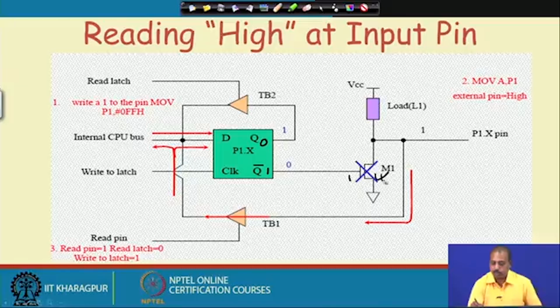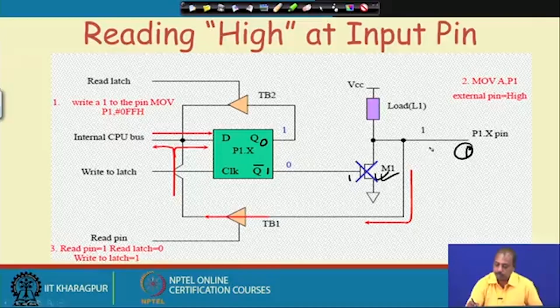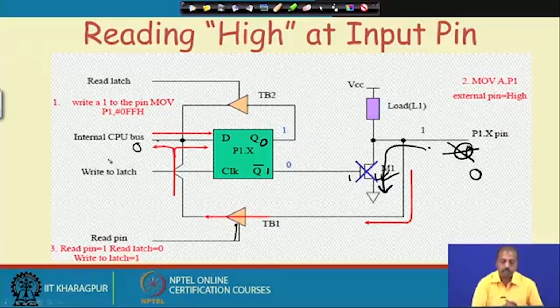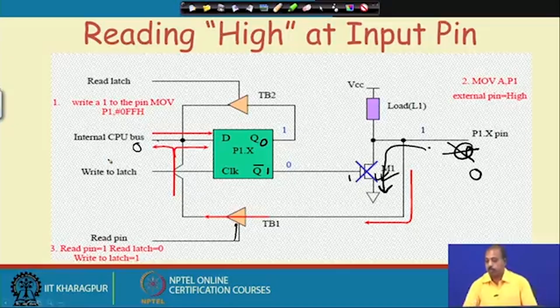So this transistor is on. As a result, even if I want to get a 1 at this point, this 1 will get discharged by this path and will be modified to 0. So whatever be the value that you put here, when you give this read pin signal, you will be getting a 0 at this point. But the value that I have put there is 1. So how to do that?